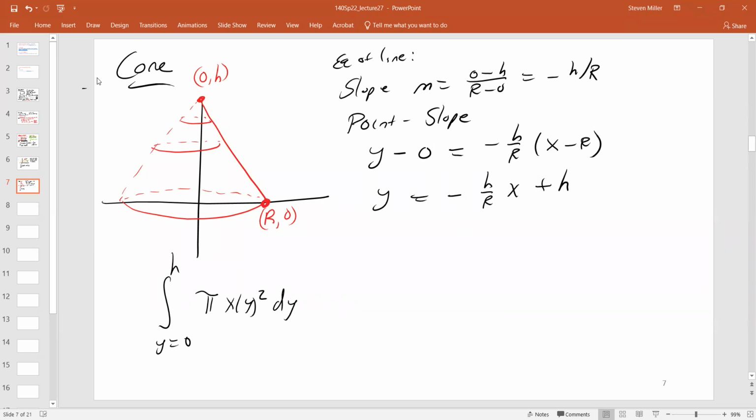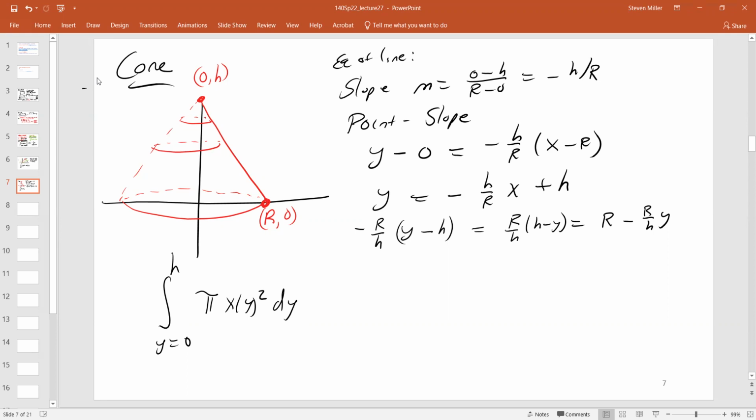Okay, well, if we're seeing it this way, then we don't want to write y as a function of x. What we want to do is write x as a function of y. So it's going to be y minus h times negative r over h, which is going to be r over h, h minus y, which is going to be r minus r over h y. I just took the negative sign inside. It really doesn't matter because I'm about to square things.